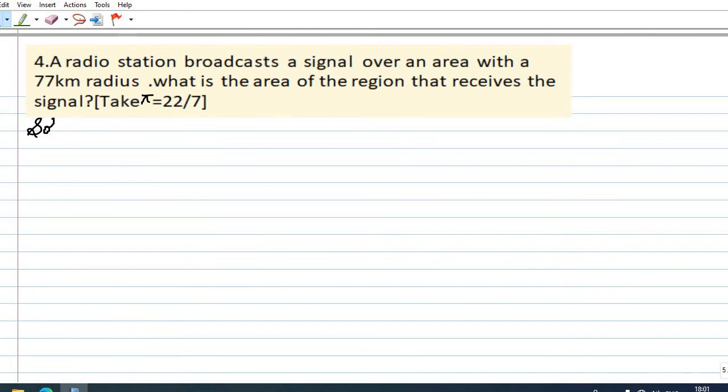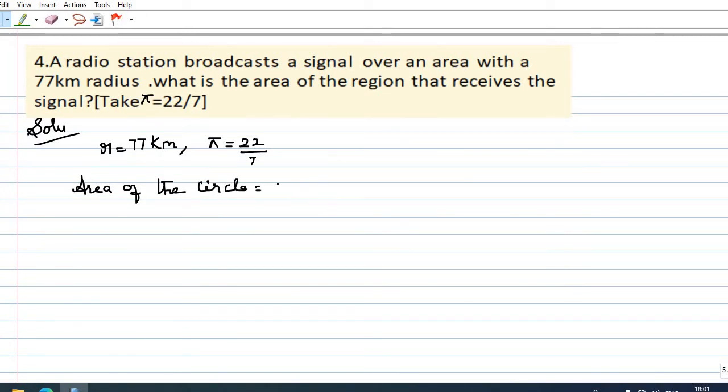Solution. Radius is equal to 77 kilometer, and pi I am going to take to be 22 by 7. Now I am going to write the area of the circle. So area of the circle is pi r square, square units.